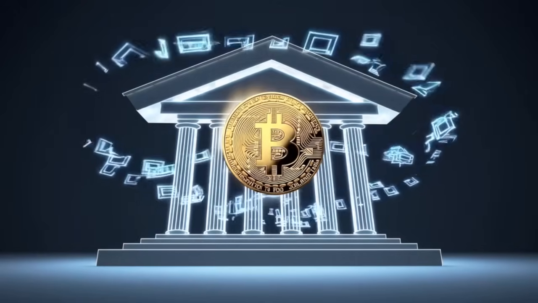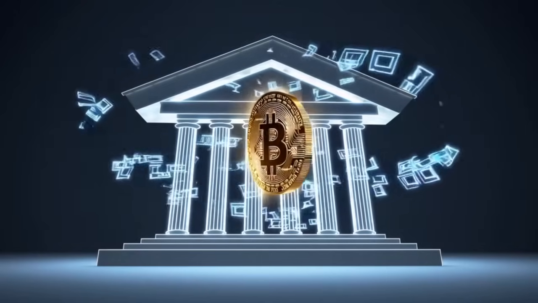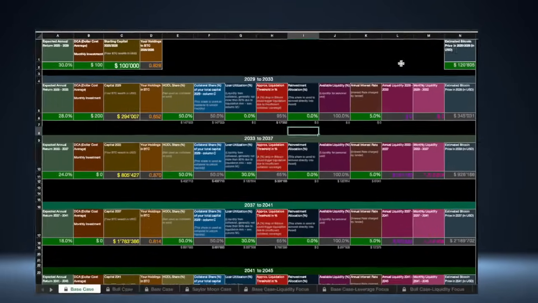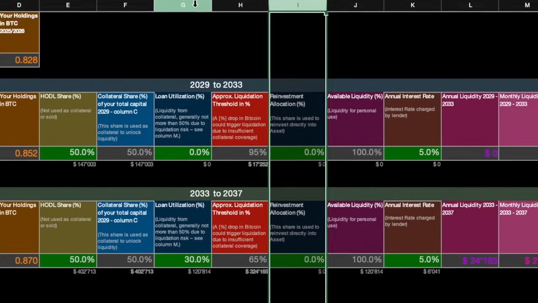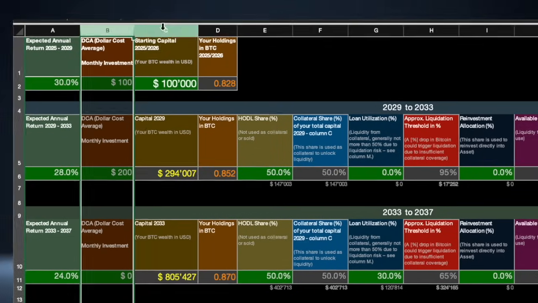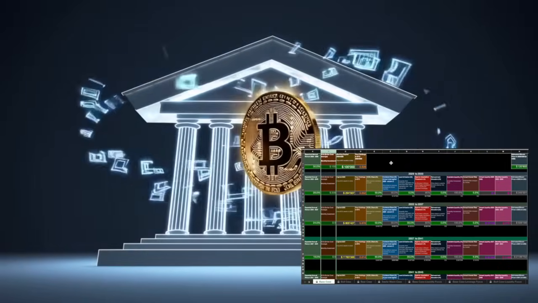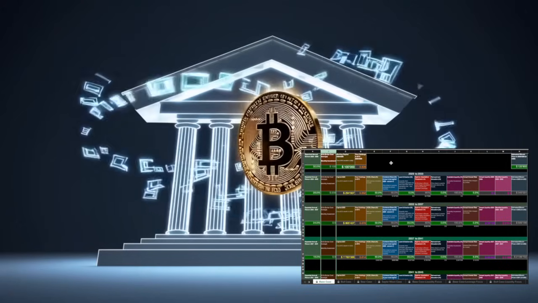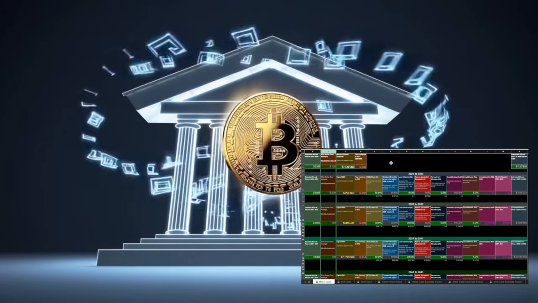Imagine never having to sell your Bitcoin again and still being able to generate monthly liquidity from it. That's exactly what this Excel calculator shows you, including reinvestments, collateralized loans, and the DCA function. In the future, you'll use your Bitcoin as collateral with a lender to receive liquidity without having to sell your coins. Right now, the number of banks and lenders is still limited.